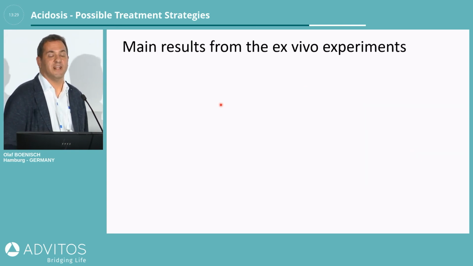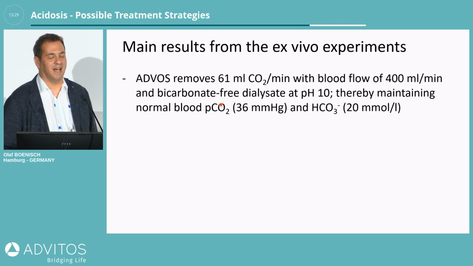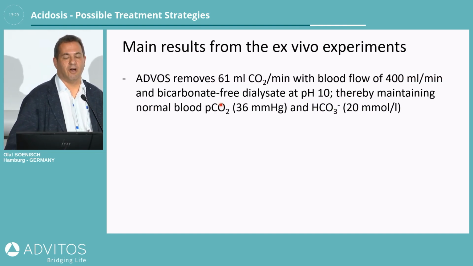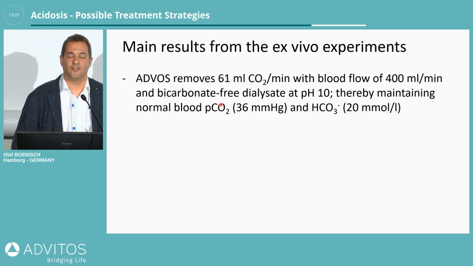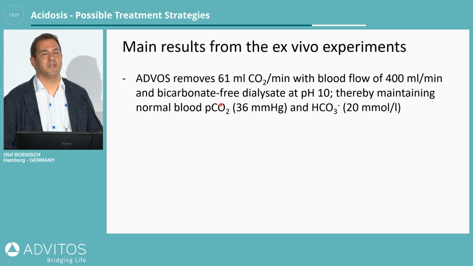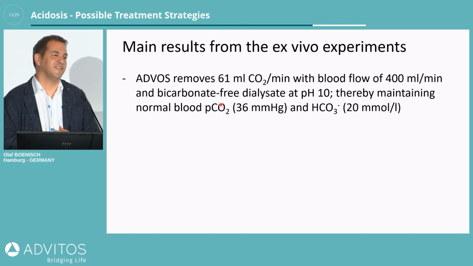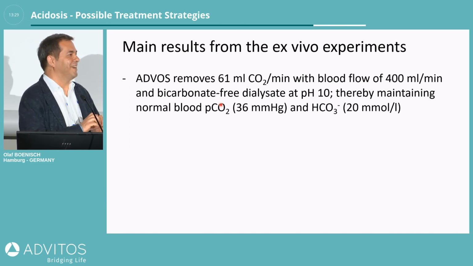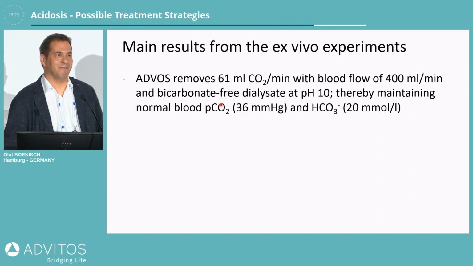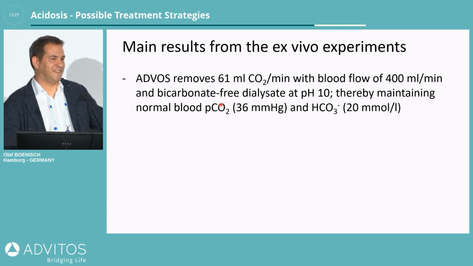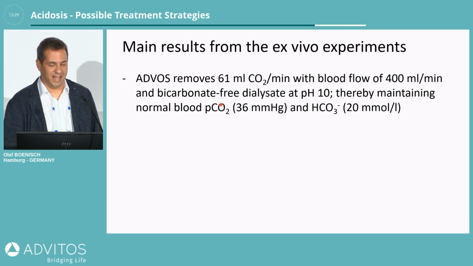So what are the main results from the ex vivo experiments? That ADVOS can remove around 60 ml of CO2 per minute with a blood flow of 400 milliliters per minute and a bicarbonate-free dialysate at a pH of 10. This is kind of important because most of the conventional dialysis systems have bicarbonate. But bicarbonate is kind of a power that is preventing the removal of CO2 because it's the other direction of the chemical reaction.